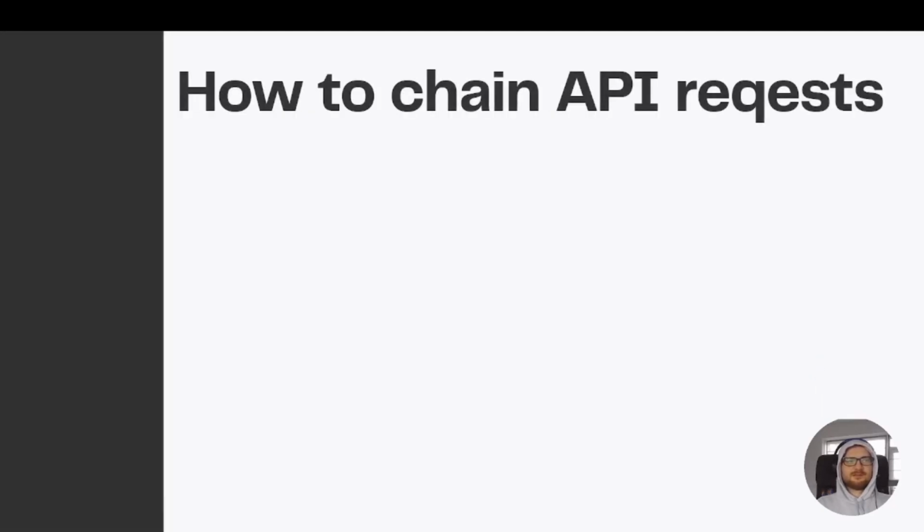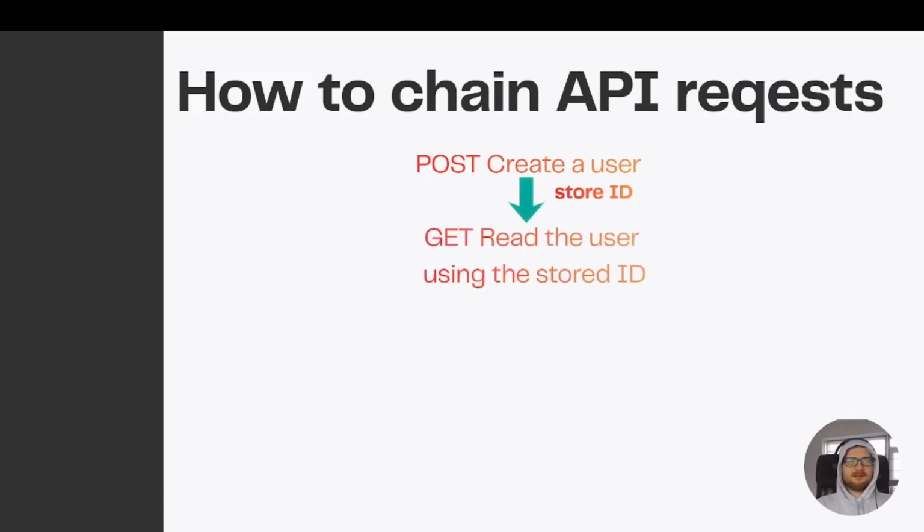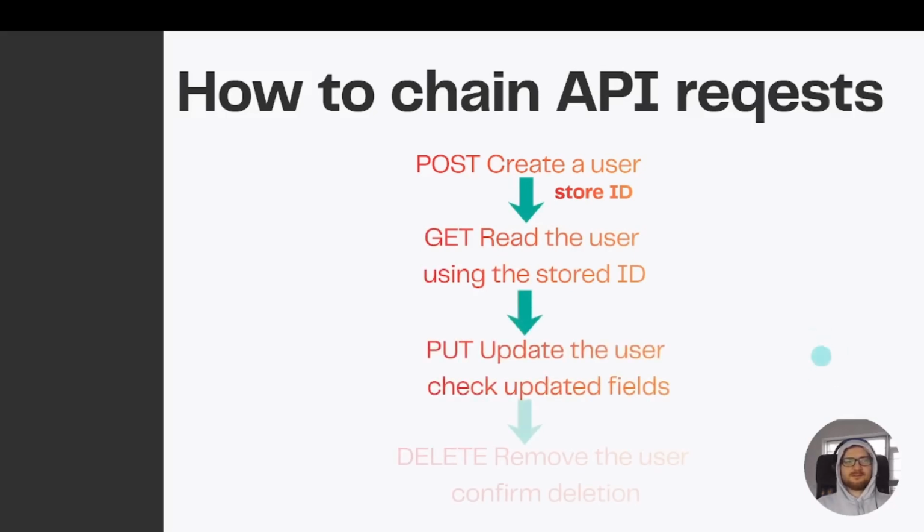Chaining. Chaining means linking requests so data flows automatically. A typical CRUD chain looks like this. Create a user with a POST method, save the user ID, fetch the user using the saved ID with a GET, update that user and confirm updated fields, and remove the user and confirm deletion. Recognize this flow? We build the same one in the test CRUD operations video, link in the description. This is exactly how automation frameworks execute real API workflows.